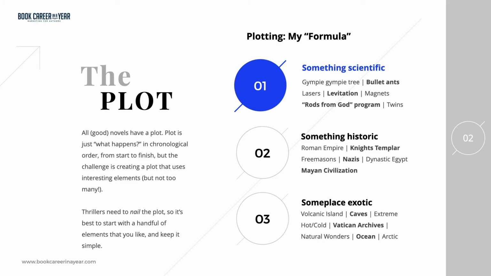Let's just move on. The Roman Empire, Knights Templar I mentioned, Freemasons, Nazis are good bad guys, dynastic Egypt, Mayan civilization, Aztec, Inca, whatever it is. You can do Eskimo, like whatever civilization has existed or does exist, or whatever culture you want to use, you can certainly do that and call it something historic if there's some history there that you want to bring into your book. But the point is, by picking one of these in each category, you can almost force your brain to start thinking of creative connections.